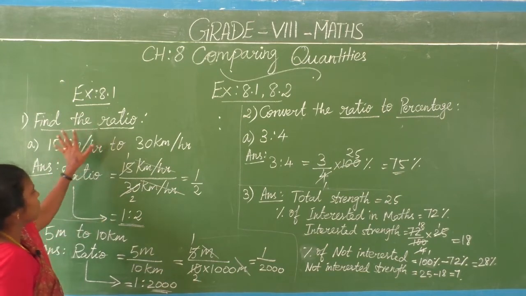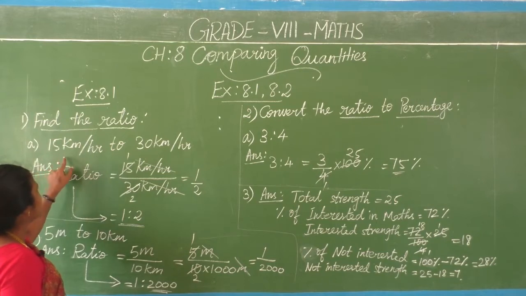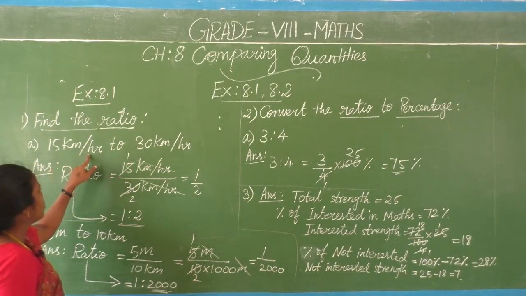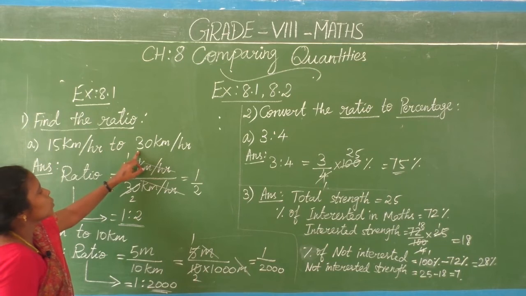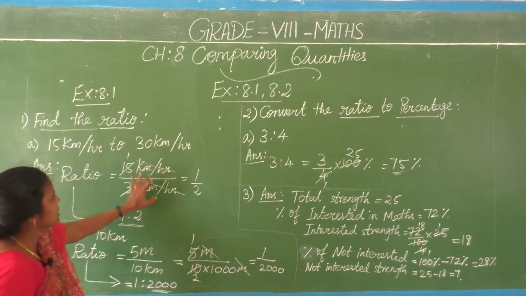Find the ratio of the following. There are 3 questions. I have done 2 here. First question, find the ratio of the speed of the cycle to the scooter. Cycle speed is 15 km per hour. Scooter speed is 30 km per hour. Here the units are the same.